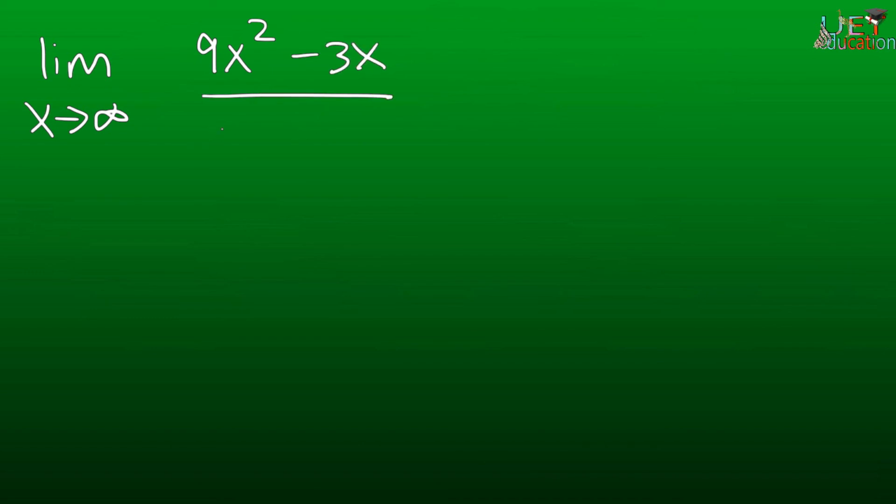So let's try another example like this. What is the limit as x approaches infinity of 9x squared minus 3x over 5x minus 3x squared plus 2? So go ahead and try that one. So looking at this, the degree of the top and the bottom is the same. So it's going to be 9 divided by negative 3, which is negative 3.